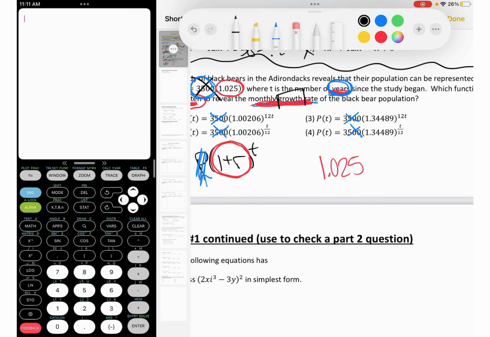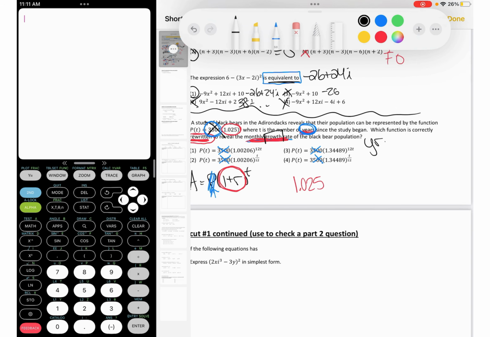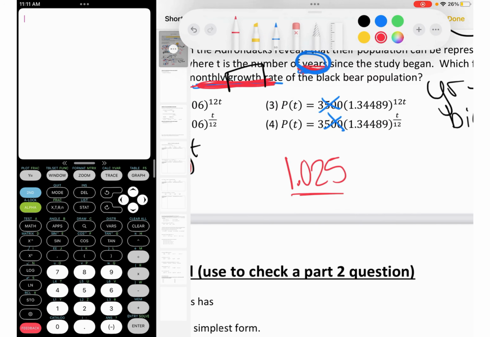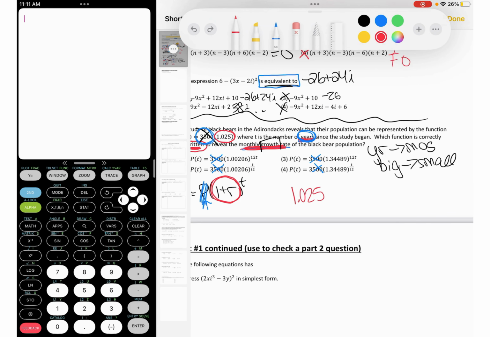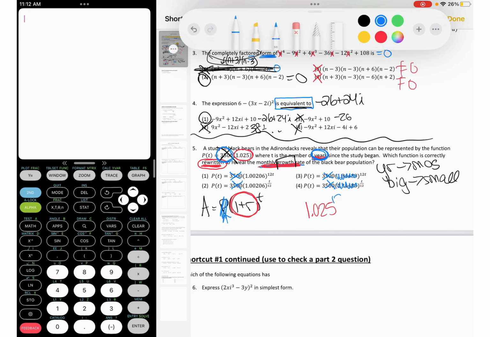We need to convert that to a monthly growth rate. So if we're going from years to months, in your head, what you need to be thinking of is we're going from big to small. And you also need to realize that it is 12 months in a year. So we need to take this yearly growth rate and make it smaller because we're going from years to months, which is a big unit to a small unit. So this 1.025 needs to be getting smaller. See how this 1.34 number is bigger? Goodbye, goodbye. What you have to do in your calculator is either raise this to the 12th or to the 1/12. Those are your options.